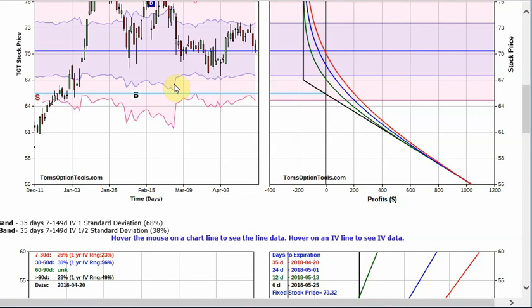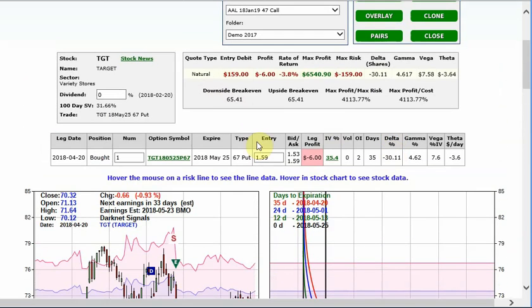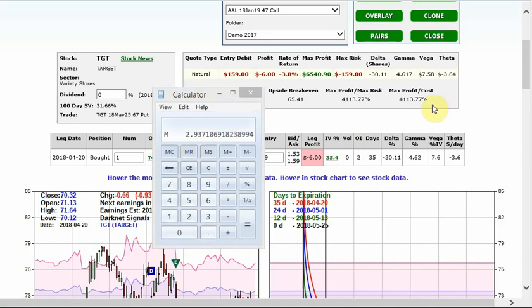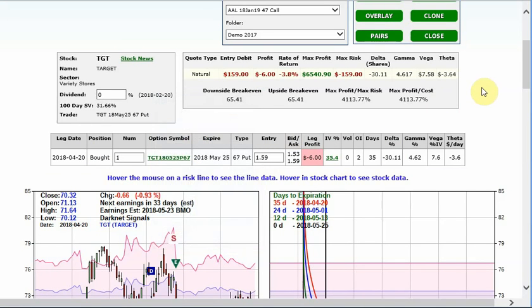We can see 61 being another resistance line. So let's say we're at 61. Then our profit goes up to $467 out of $159. So 467 divided by 159, that's almost a 300% profit. So this is the trade that I see.